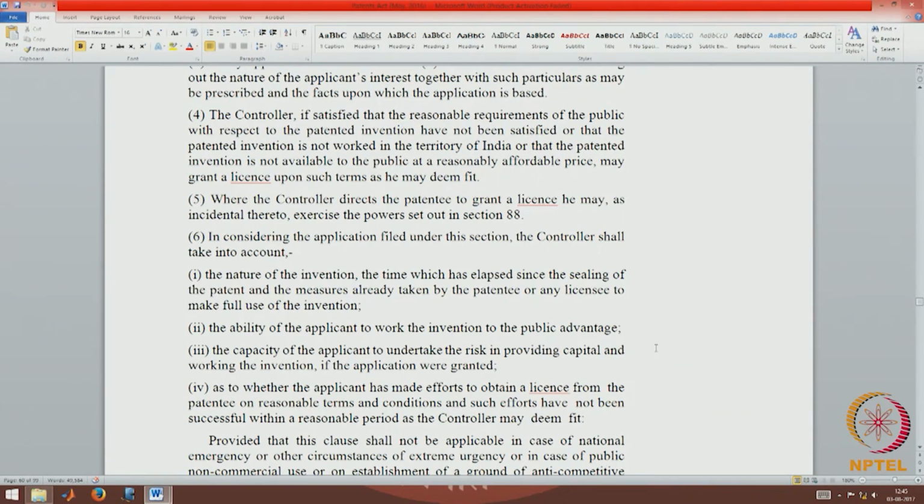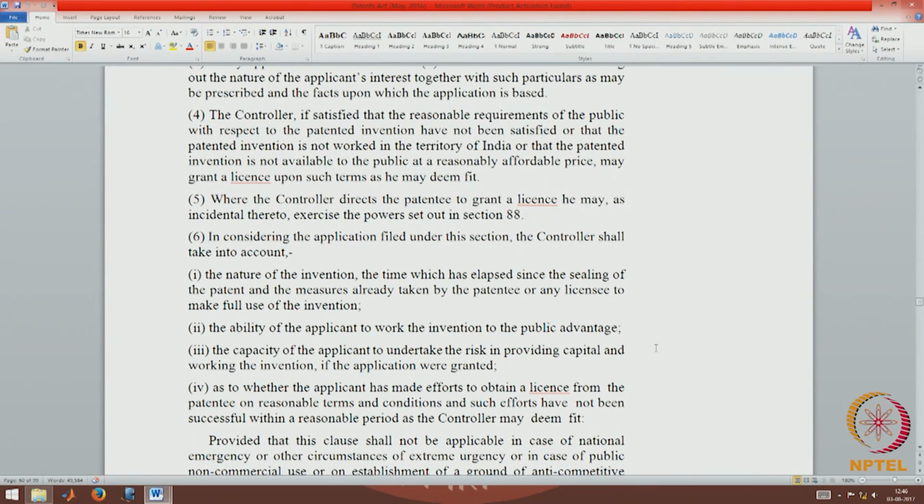3. The capacity of the applicant to undertake the risk in providing capital and working the invention if the application were granted. If the controller allows the applicant the right to manufacture and sell the drug, then the applicant should have the capacity to do that. Especially when the applicant raises a ground that the reasonable requirements of the public are not being met, the applicant should have the ability to supply that patented invention throughout the length and breadth of India to all its people. So, it is a big requirement that the applicant will have to satisfy.